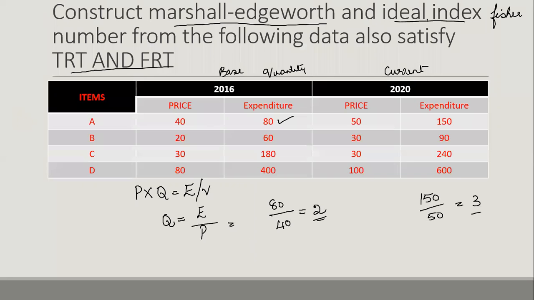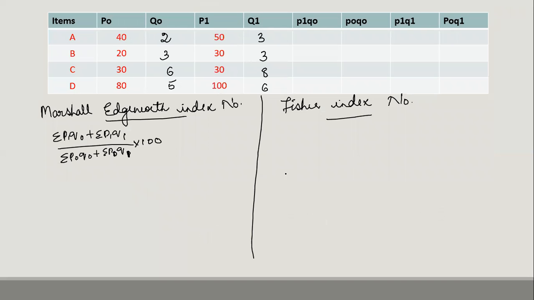After that they have also asked us to find the TRT and FRT. When you say TRT, when time is reversed, in the time reversal test both Marshall Edgeworth and Fisher index will be satisfied. So in time reversal you have to find out both. Apply the formula of Marshall Edgeworth in the time reverse method and also Fisher, and compute to see whether it satisfies the test or not.